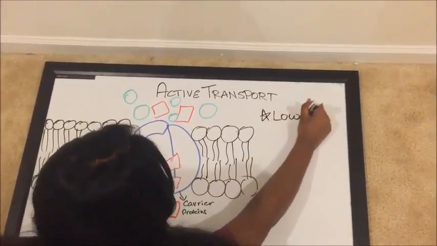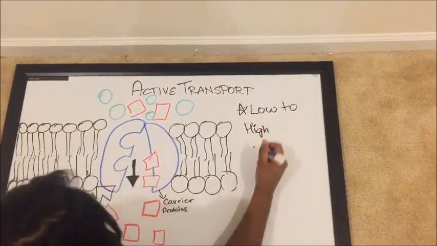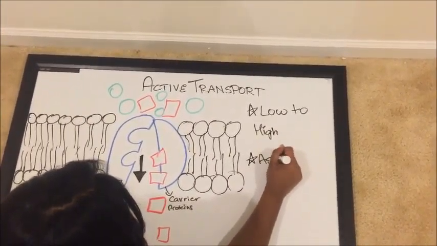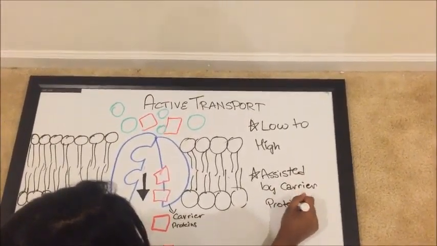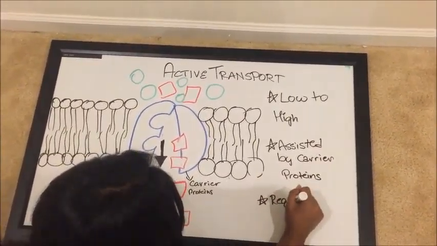Active transport is the movement of molecules and ions up a concentration gradient from low to high concentration. Active transport is assisted by carrier proteins. It requires energy supply from ATP.